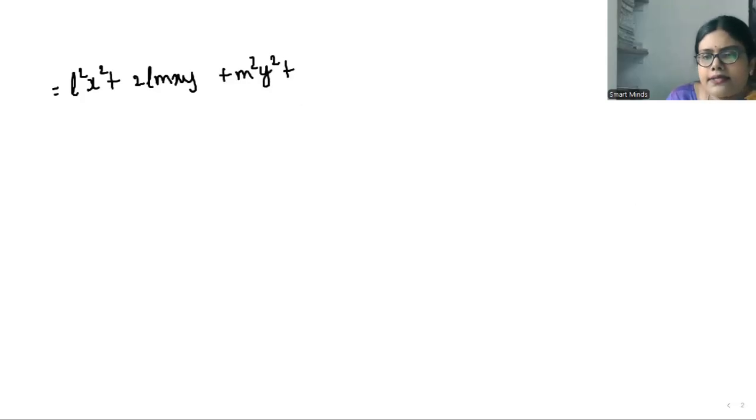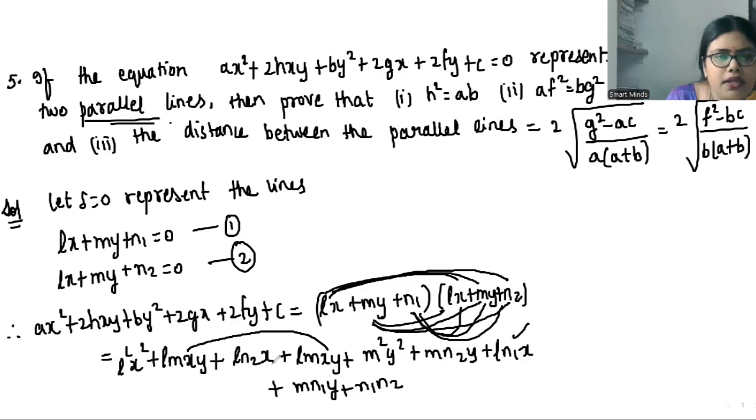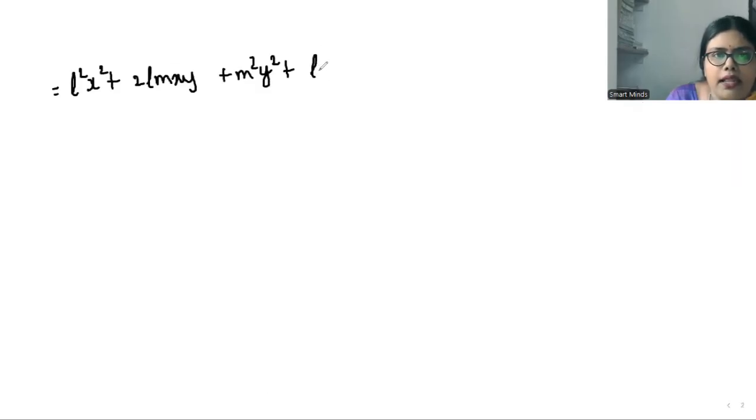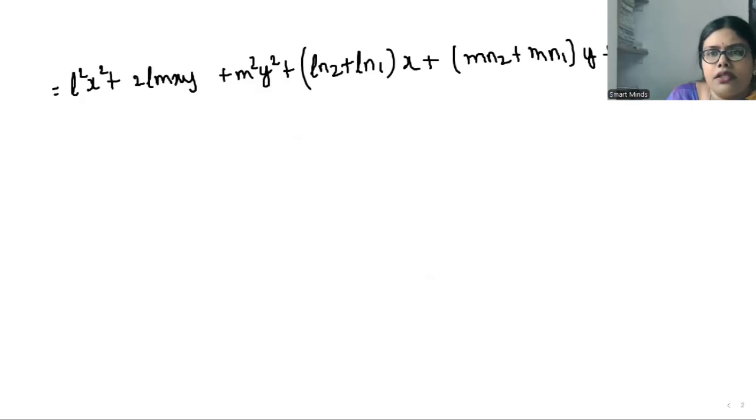Now we will take x terms common. See here, here you have one x term and here you have one x term. From these two terms we will take x common. So you will get ln2 plus ln1 into x. The same way if we take y terms common, mn2 plus mn1 into y. At last we will write the constants. Now comparing on both sides.